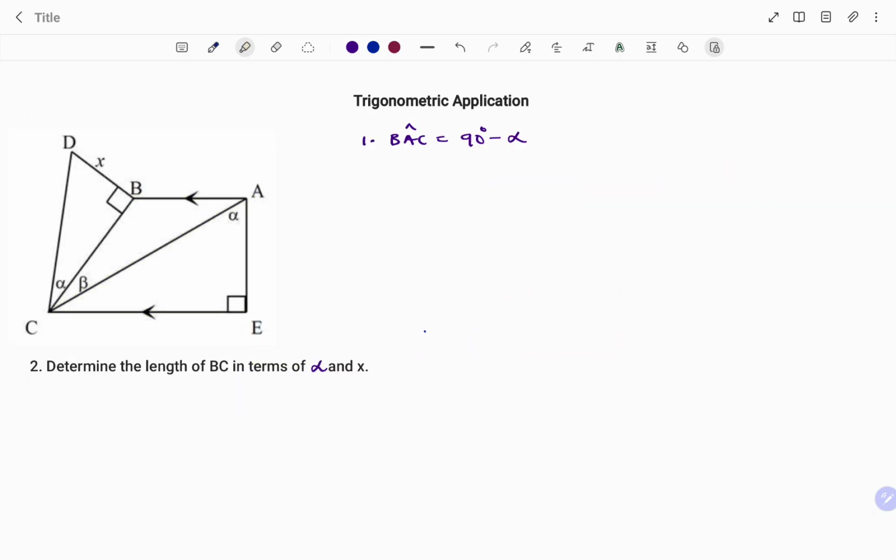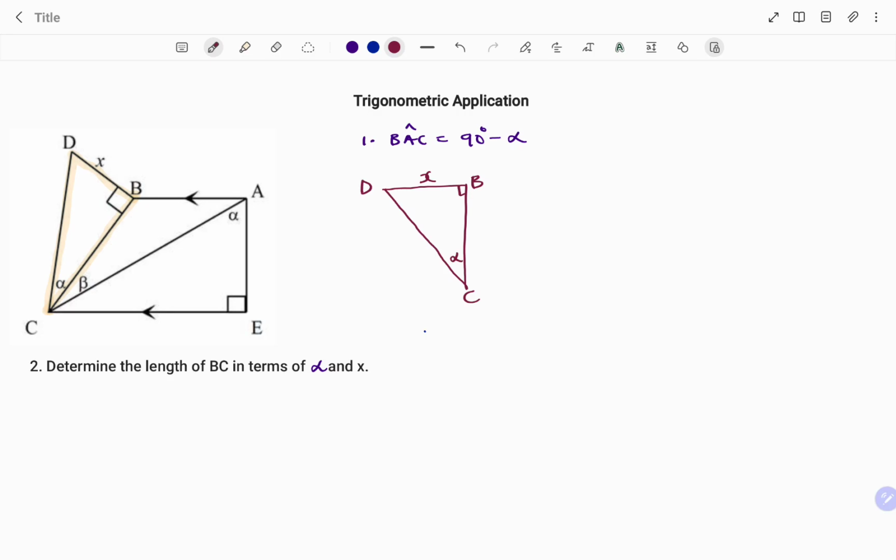The second part of the question says, determine the length of BC in terms of alpha and x. To find the length BC, as highlighted, I'm going to use the triangle CDB or BDC. So if I draw that out here, it's a right angle triangle, and so I'm going to apply the trigonometric ratio. I have x, I have this as D, and this is point or angle C.